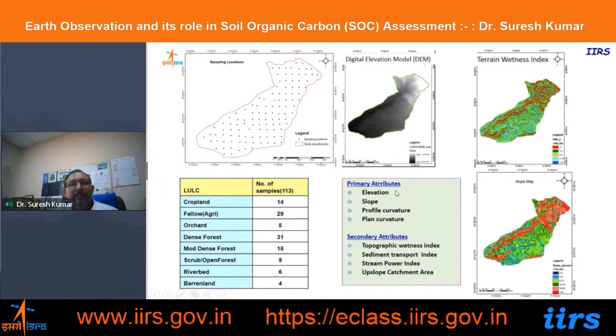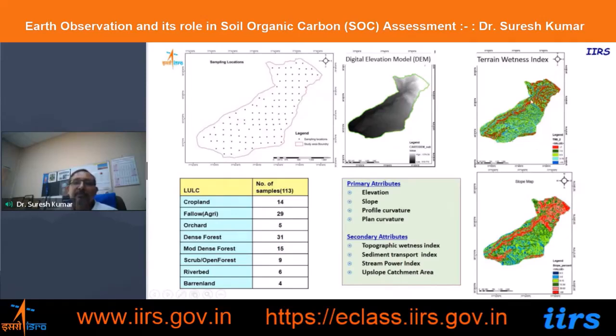From the digital elevation model, we generated the terrain parameters: elevation, slope, profile curvature, plan curvature, and secondary attributes: topographic wetness index, sediment transport index, stream power index, upslope catchment area. So these indices were generated from your digital elevation map.